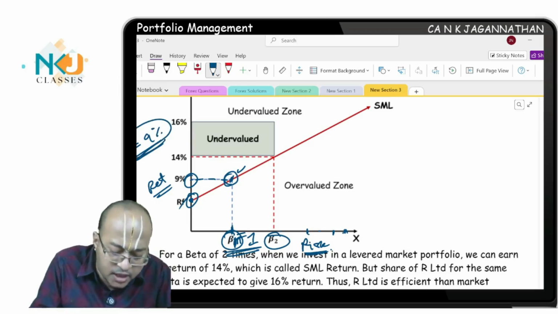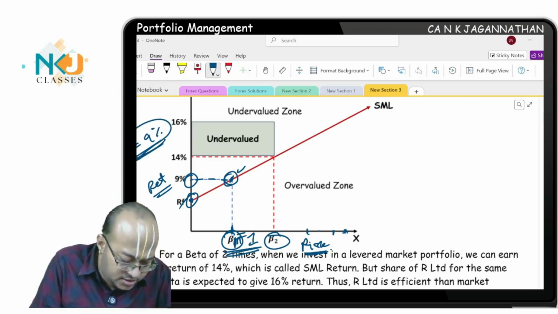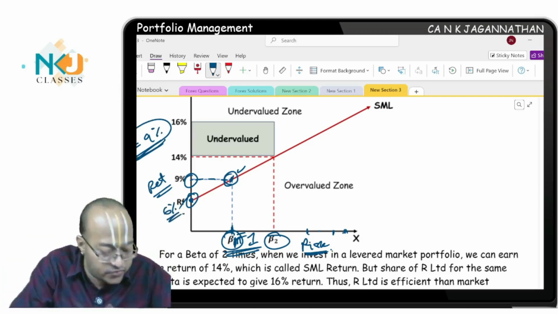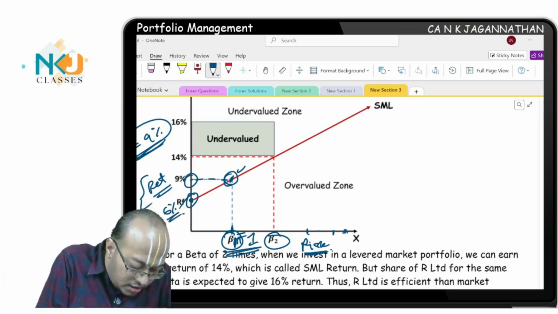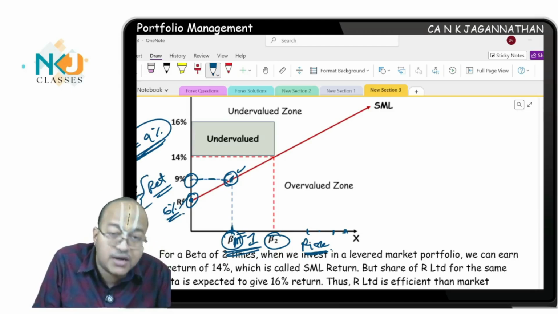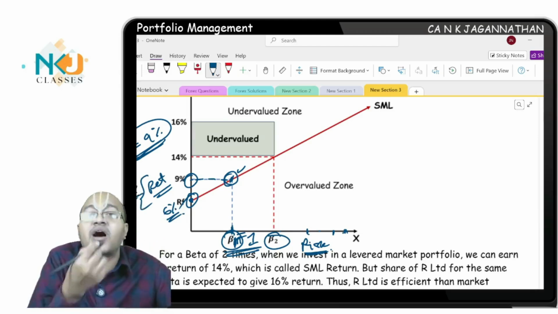Now the equation will be: RF 6%, assume 6%, some number here. 6% plus beta times RM minus RF. RM is 9%, RF is 6%, so RM minus RF is 3%. But this you should multiply with beta. Beta times the RM minus RF. I will show you, very simple.